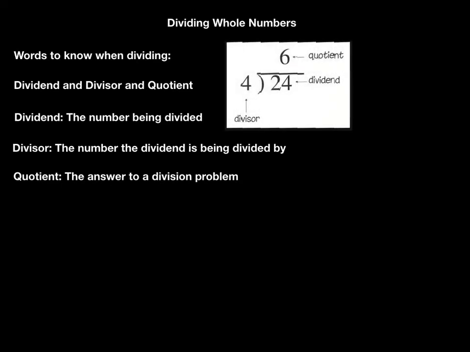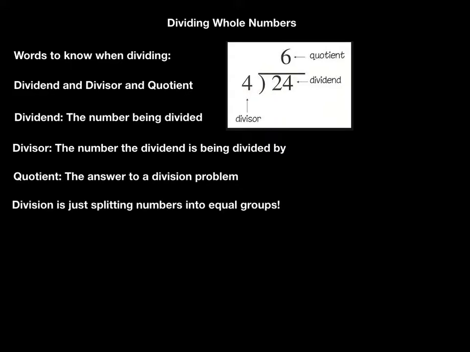Here's a picture just to help you out with that. So the quotient is always above the division line. Dividend is always inside and the divisor is always outside. Division is just splitting numbers into equal groups.